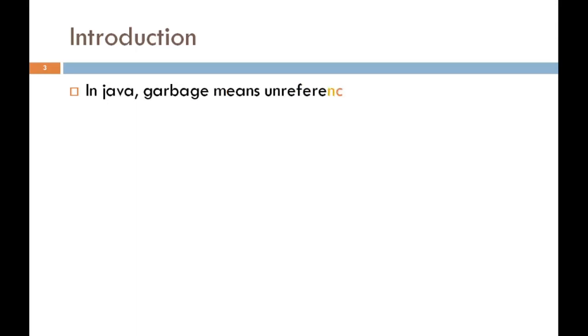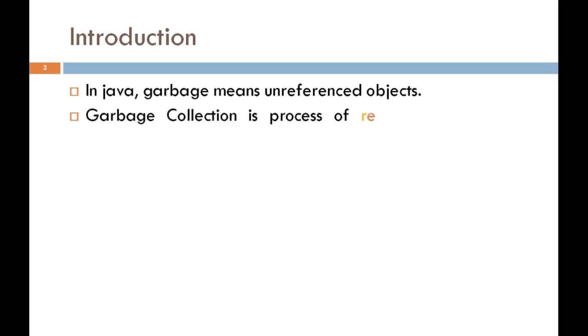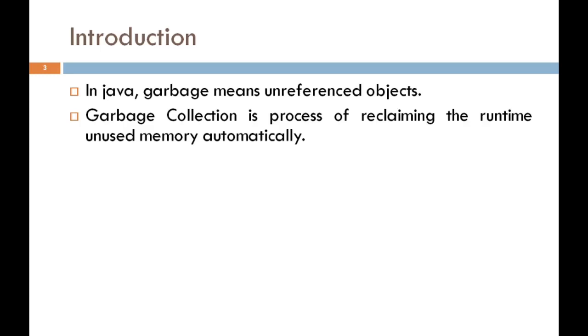In Java, garbage means unreferenced objects. An unreferenced object is a class instance which is no more referenced by a variable or a class. That means the object becomes unusable, or we can say that the objects are no longer in use. Garbage collection is a process of reclaiming the runtime unused memory automatically. This process is done in the JVM.